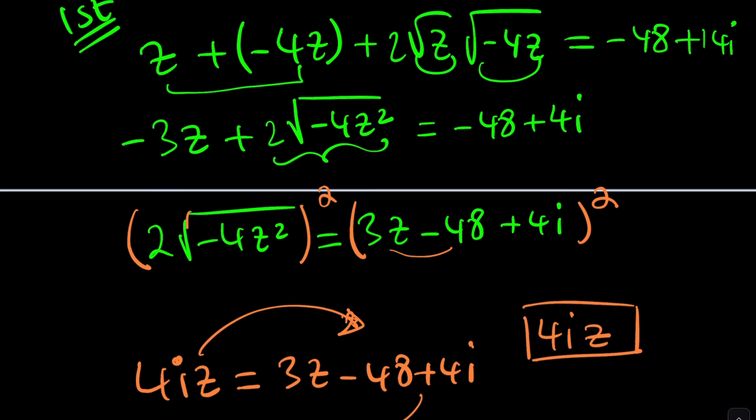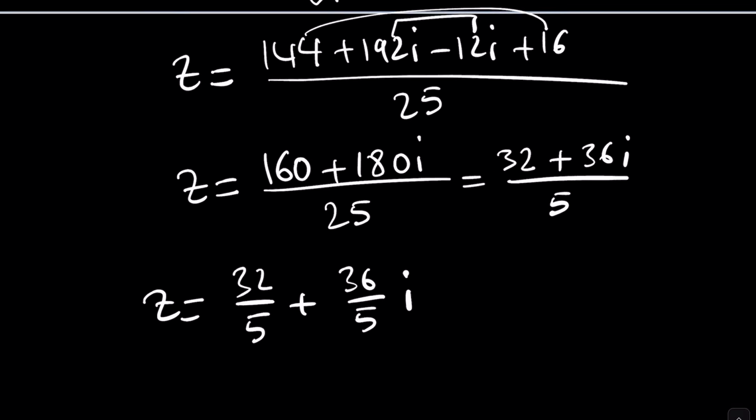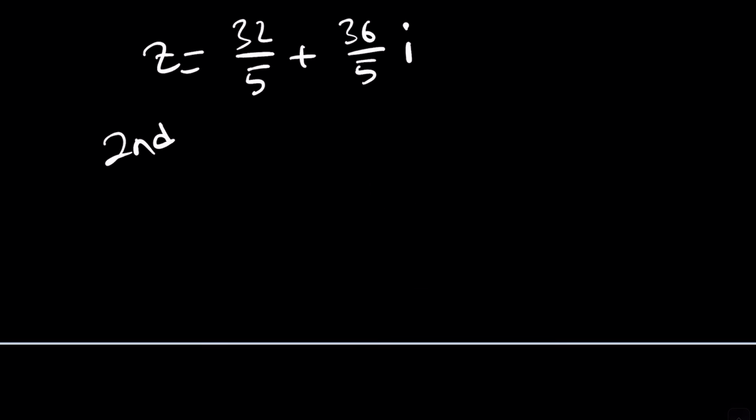But we could also proceed with a slightly different version, because this could also be meant negative 4iz, and now we're going to get an entirely different solution from there. But go ahead and try it out, because I'm going to show you the second method real quick. Let's go ahead and take a look.